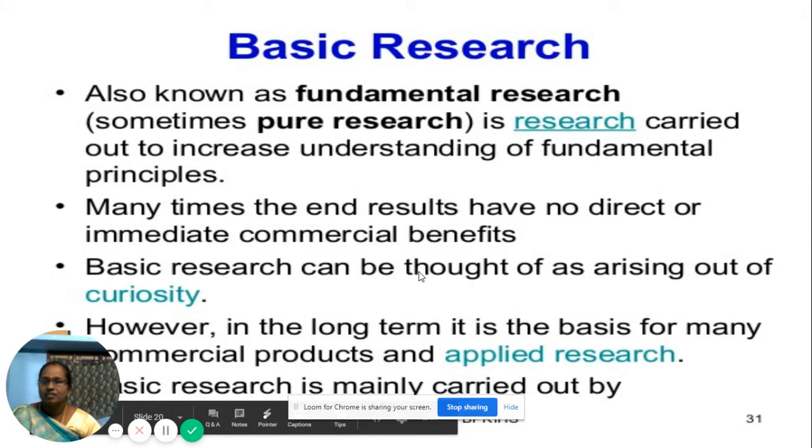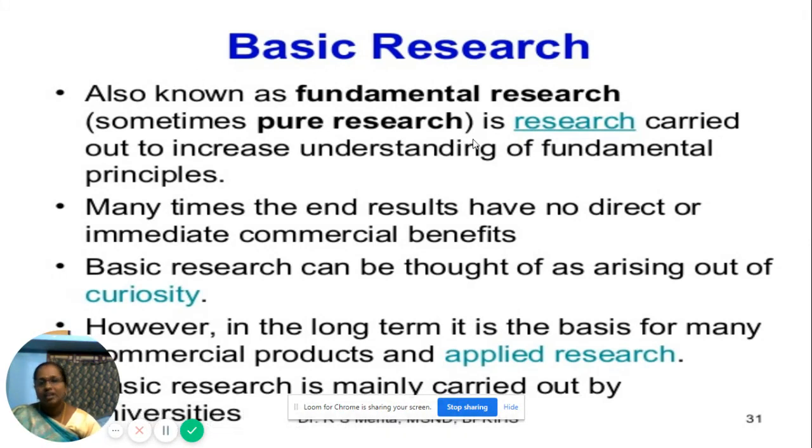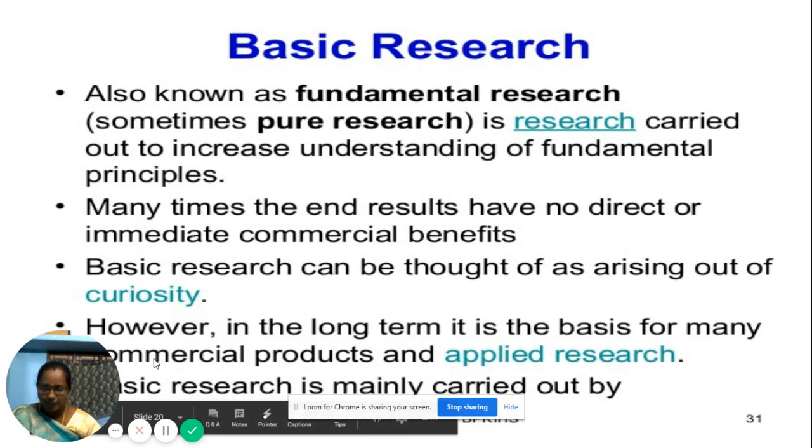Next, basic research. It is also known as fundamental research. It's carried out to increase understanding of fundamental principles. Many times the end results have no direct or immediate commercial benefit. Basic research can often be found arising out of curiosity. That basic research, it discovers what is true. It is fundamental research.